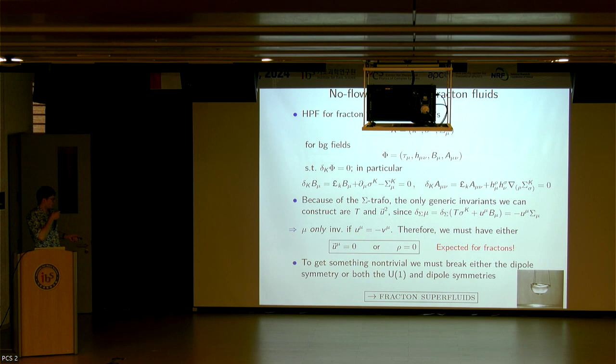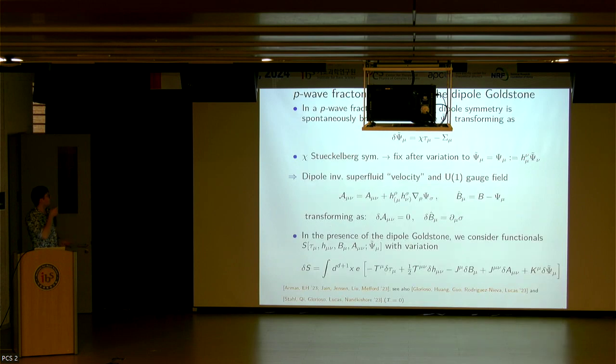So the conclusion of this exercise is that to get something non-trivial, we in fact must break the dipole symmetry, or both the dipole symmetry and the U1. And in this latter case, you get something called an S-wave fracton superfluid, which I will not discuss, but it's interesting as well. So if we just break the dipole symmetry, we get a dipole Goldstone.